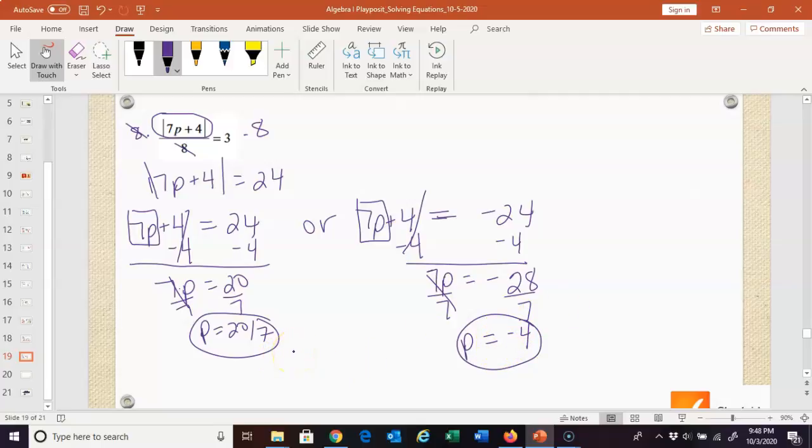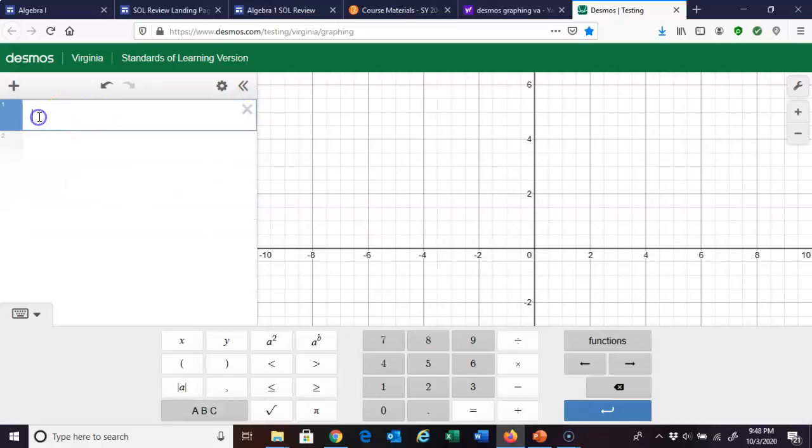So we can check this. Let's do it on the Desmos again to get some good practice with that. 20 over 7. So we're going to do the absolute value of 7 times 20 over 7. Oh, it wants me to put that in parentheses. Okay, did you see that? It's kind of telling us, which is nice. Hold on. Yeah, that's right. Plus 4. Close absolute value by clicking it again. Ooh, I got 24. What did we do wrong?